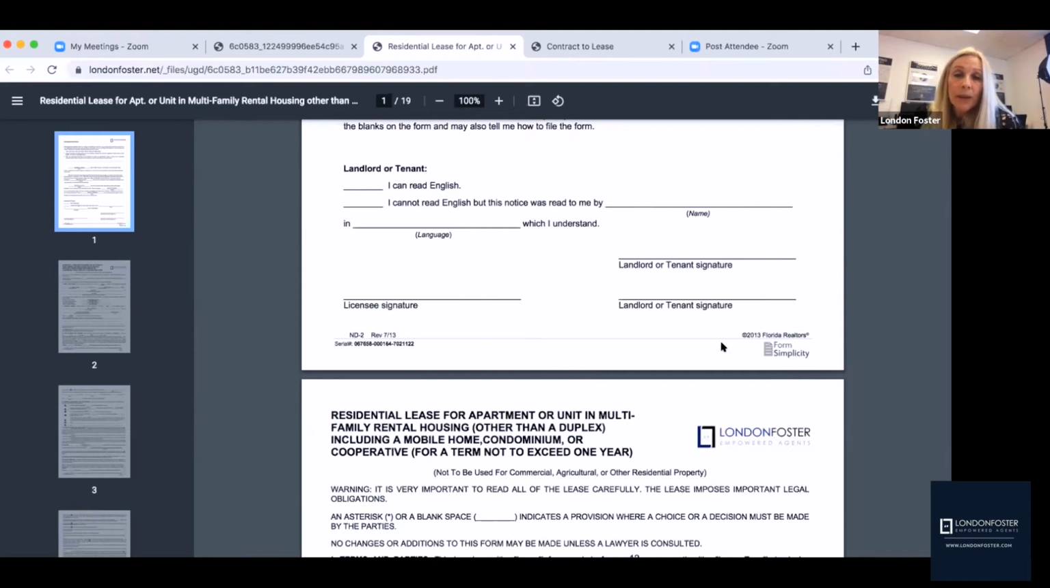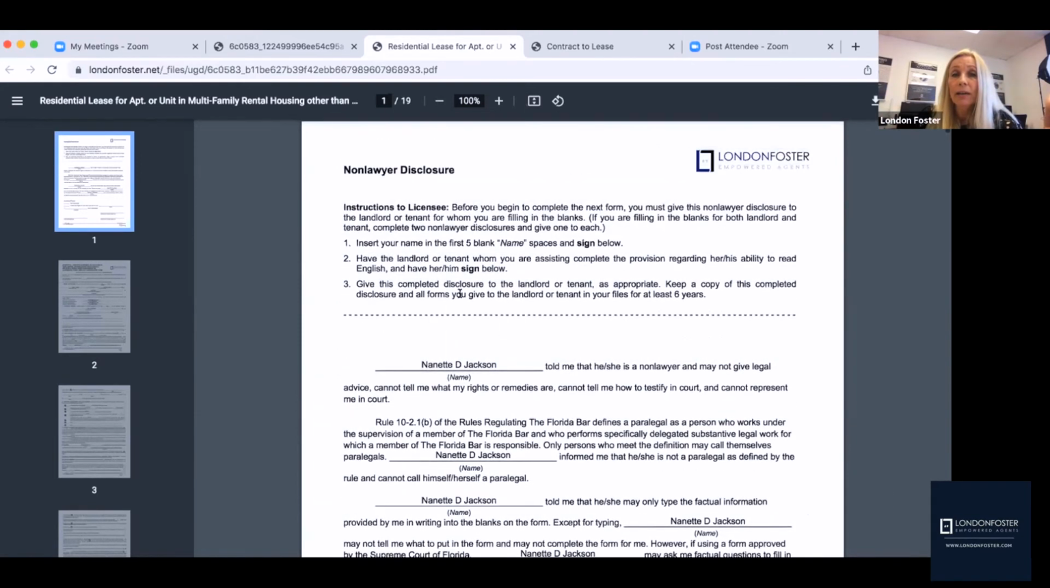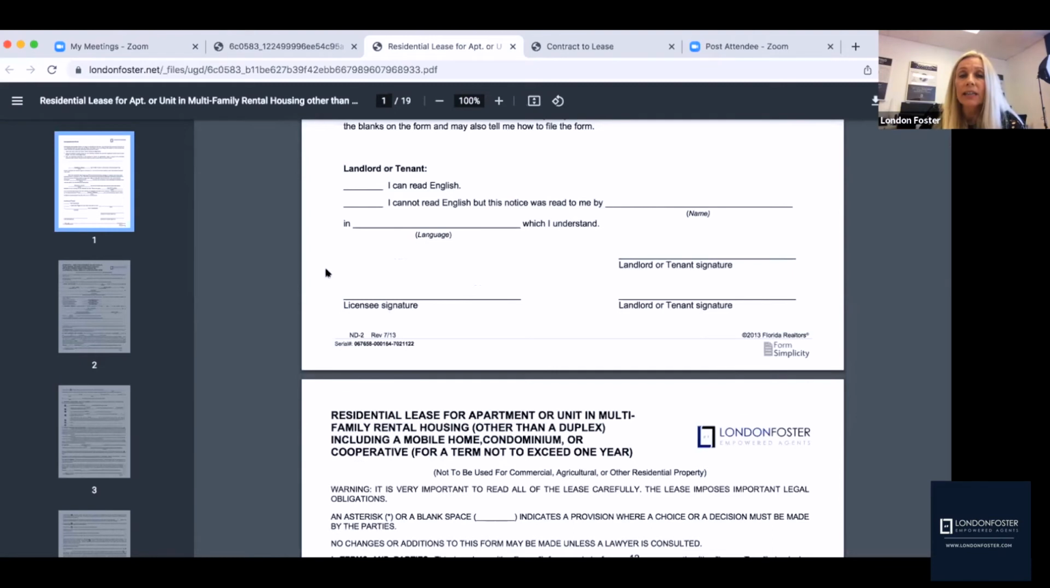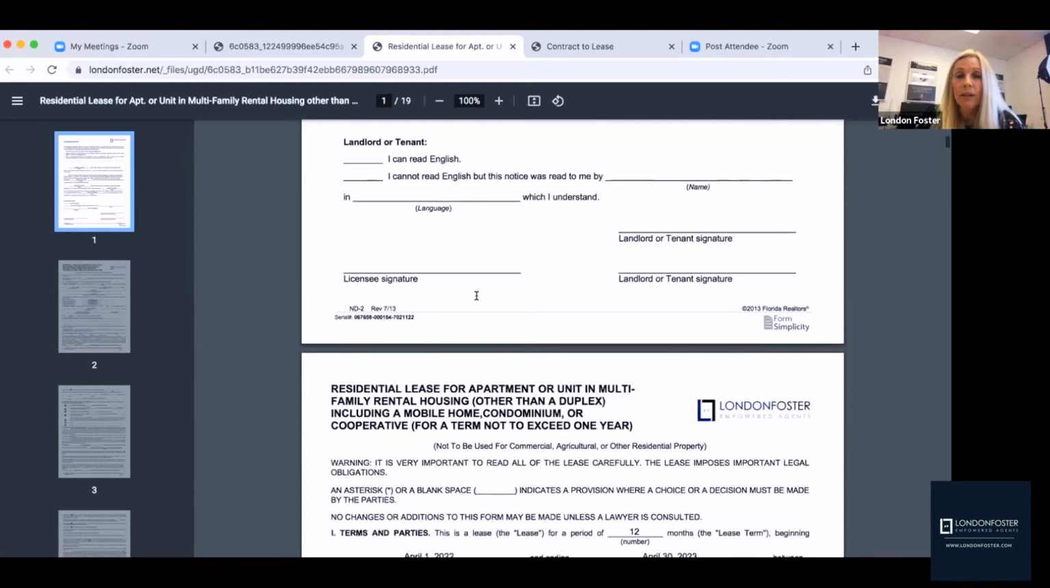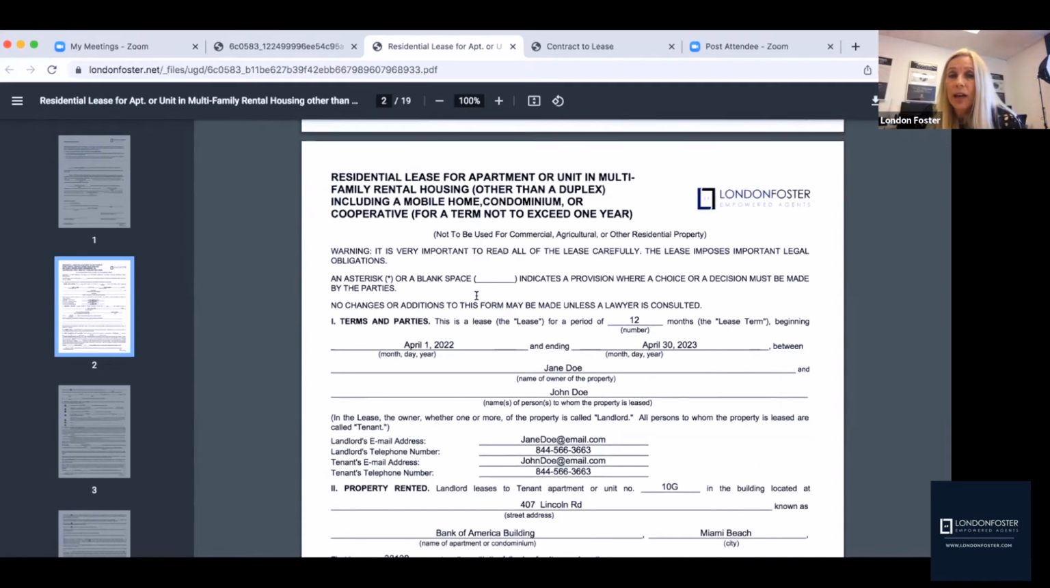It's very important. And the licensee is the other agent. If I'm the listing agent, which in this case I am because I filled out my name on the non-lawyer disclosure that I'm not a lawyer, then the agent bringing the tenant is considered the licensee. So the licensee, he or she, signs here, not you, if you are the listing agent. In this example I'm considering myself the listing agent, so I'm filling out the form and making the contract.